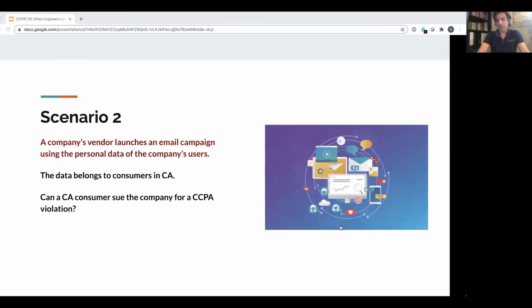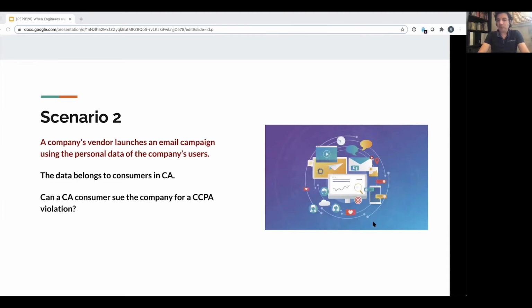Let's go to the second scenario. A company's vendor launches an email campaign using the personal data of the company's users. The data belongs to consumers in California. Can a California consumer sue the company for a CCPA violation? It's a standard security practice to evaluate vendors when they are processing personal data. So how can a vendor that passed your evaluation end up having legal consequences for you?